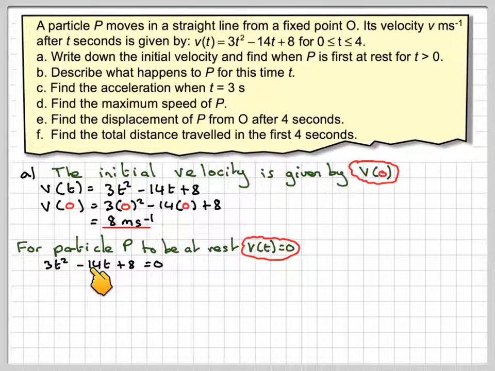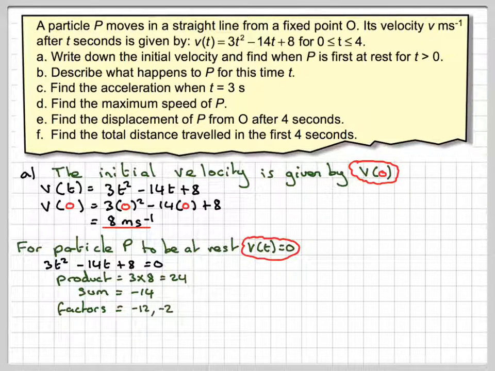So we put 3t squared minus 14t plus 8 is equal to 0, and we have to solve that quadratic. Now, if it's non-calculator, we do product, which is 3 times 8, which gives me 24, and the sum is minus 14. Then we want two numbers whose product is 24 and the sum is minus 14. With a little bit of trial and improvement, we get the factors which are minus 12 and minus 2. We can check that by doing minus 12 times minus 2, which gives 24, and that's what we wanted, and then minus 12 minus 2 gives minus 14, which is what we wanted.